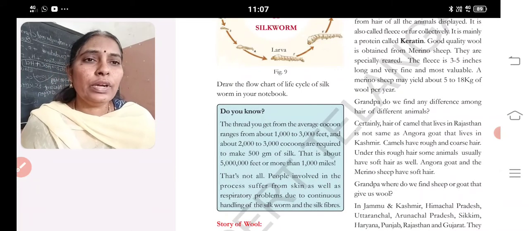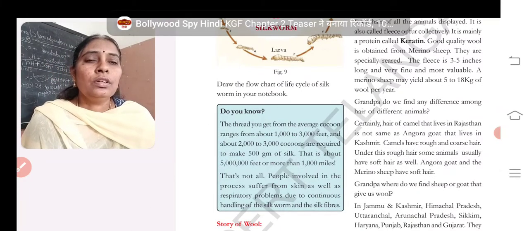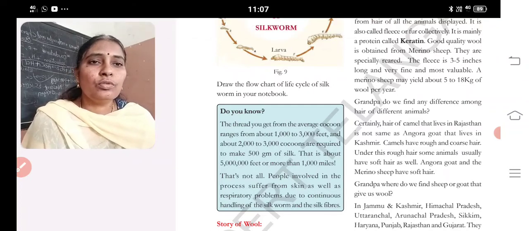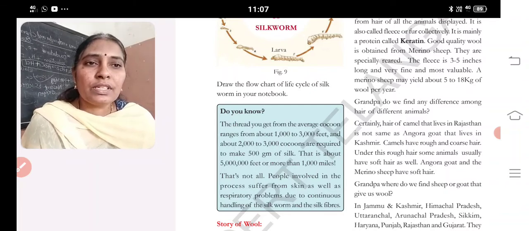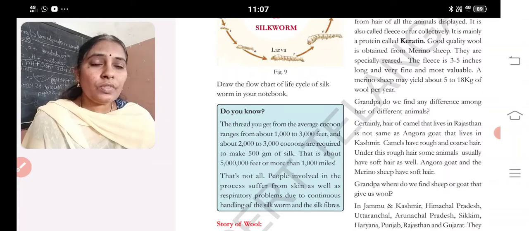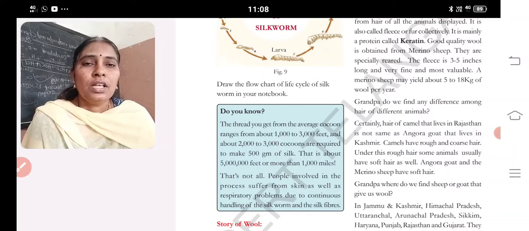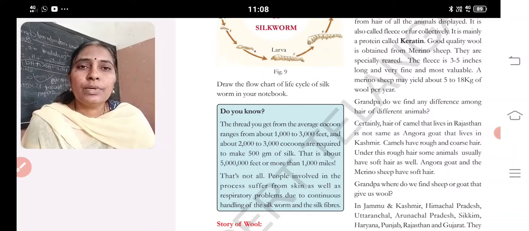Do you know the thread you get from the average cocoon ranges from about 1,000 to 3,000 feet, and about 2,000 to 3,000 cocoons are required to make 500 grams of silk. That is about 5 lakh feet or more. That's not all: people involved in the process suffer from skin as well as respiratory problems due to continuous handling of the silkworm and the silk fibers, as they consist of small threads and are full of dust and everything.